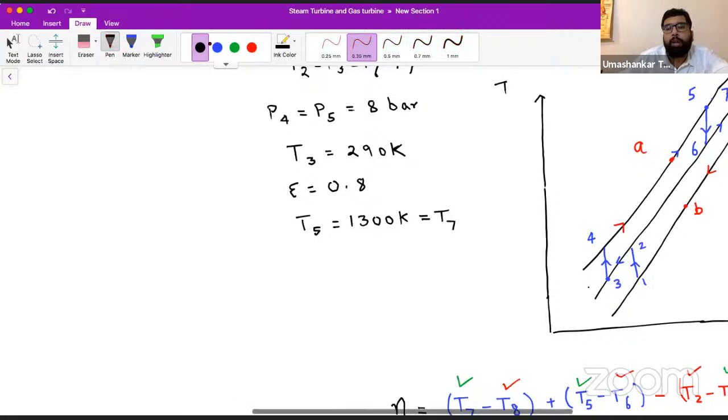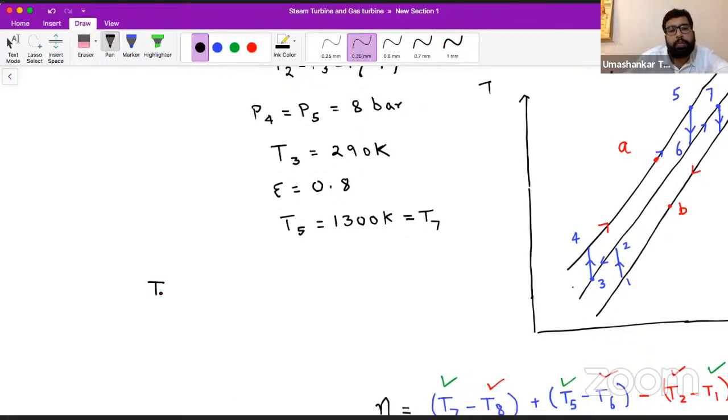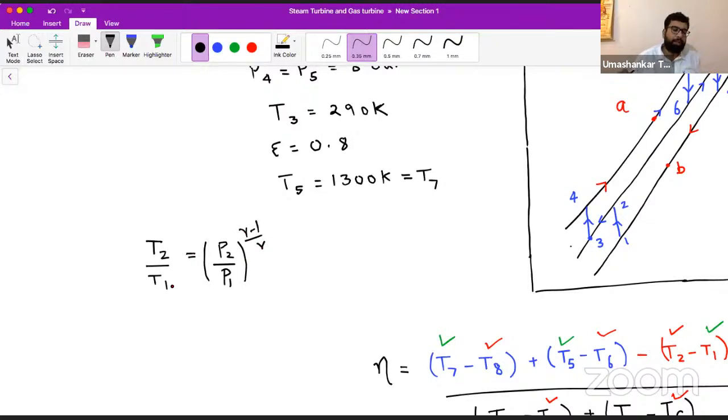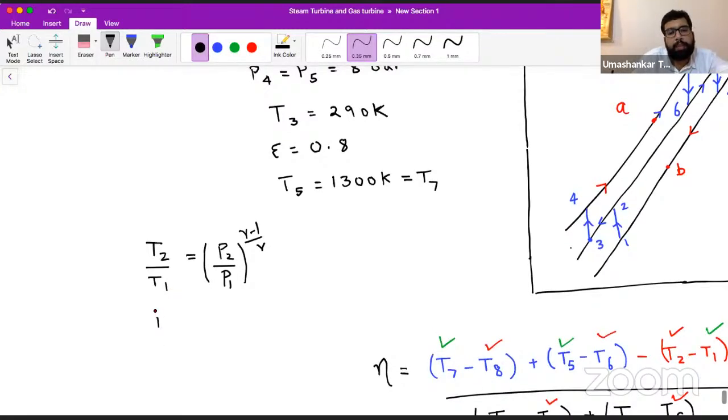So do we require T2? Yes, we require T2. So let's just find T2. We have T2 by T1 is equal to P2 by P1 to the power gamma minus 1 by gamma. Now we have all the pressure values with us. We have T1 with us. So can we find this T2 value? You place the value of T1, P2 and P1. This T2 is going to come out to be 445.7 Kelvin. Those who are live can cross check it also.